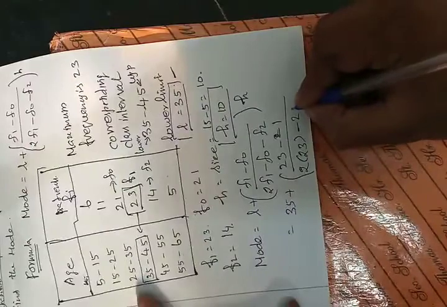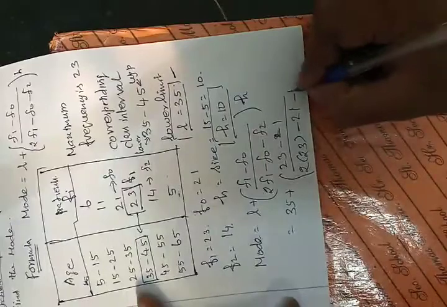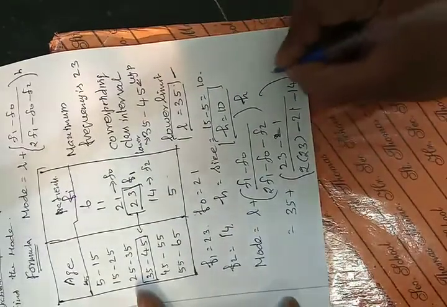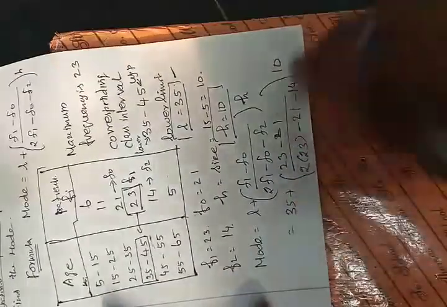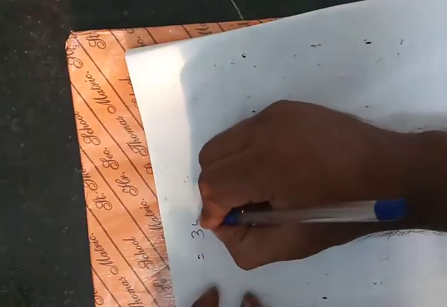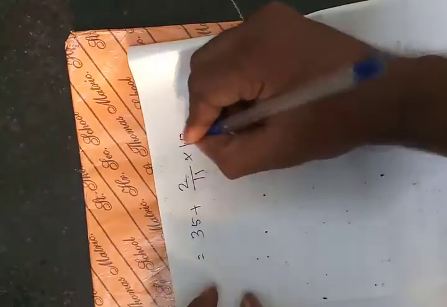Then after that, minus f naught, the f naught value is 21. Then minus again the f2 value, which is 14, into h. And h is equal to how much? 10. So h is equal to 10 we can write. Then in all the values, simplification means we get here 35 plus 2 divided by 11 into 10.